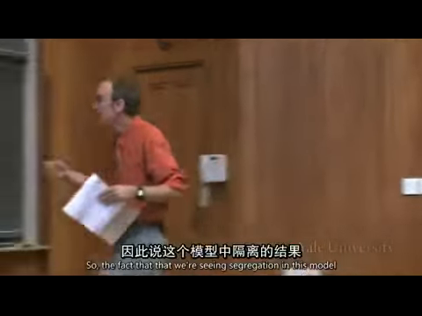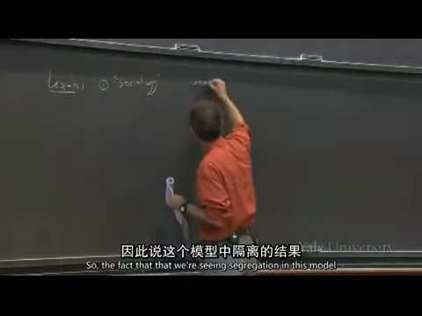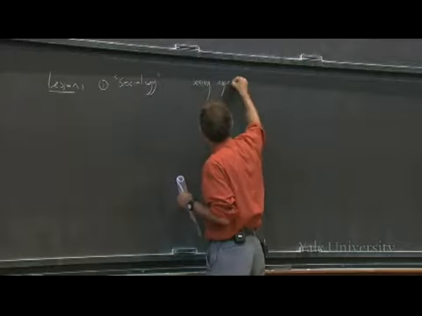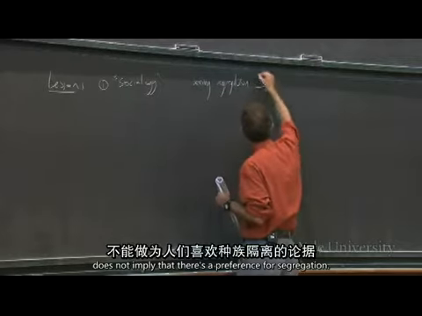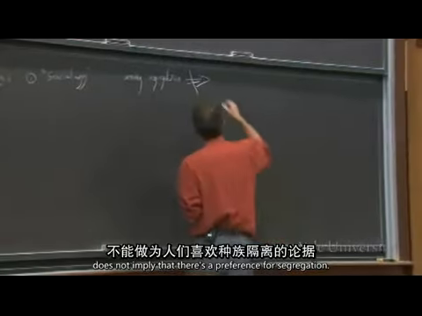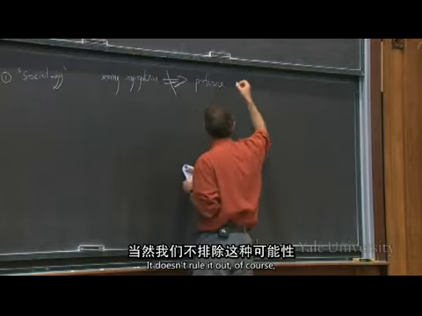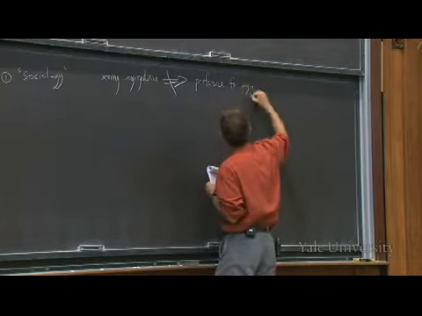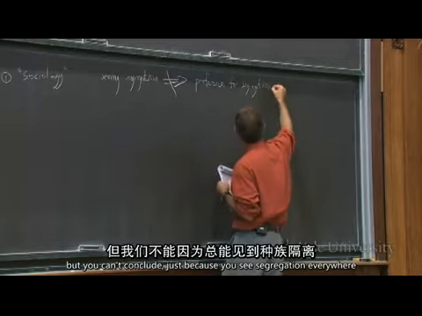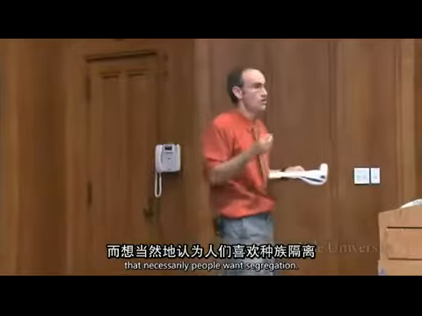All right? So the fact that we're seeing segregation in this model, seeing segregation does not imply that there's a preference for segregation. It doesn't rule it out, of course. But you can't conclude, just because you see segregation everywhere, that necessarily people want segregation.